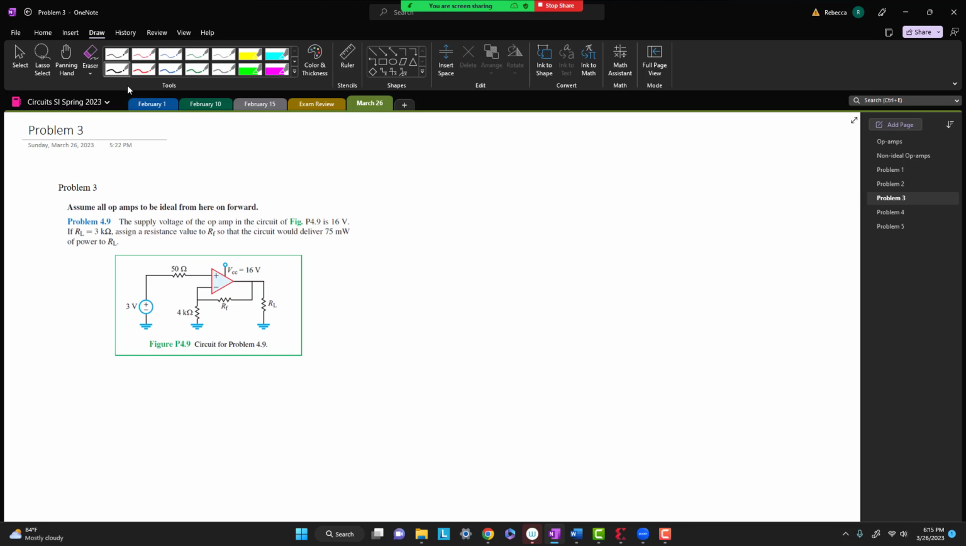Our rules are that IP has to equal IN has to equal 0. And the other one is that VP has to equal VN. All right, so if IP has to equal IN has to equal 0, then we have our current right here. IP is 0, so we have no current here. That means we also have to have no current here.